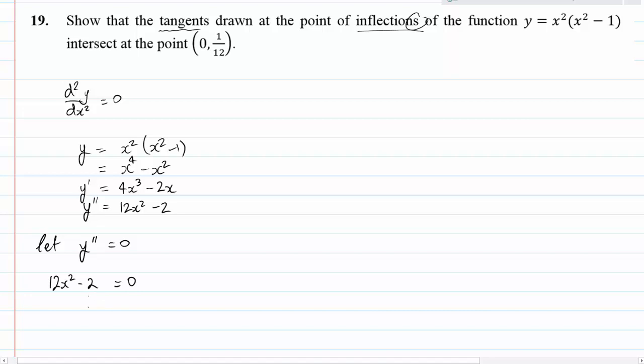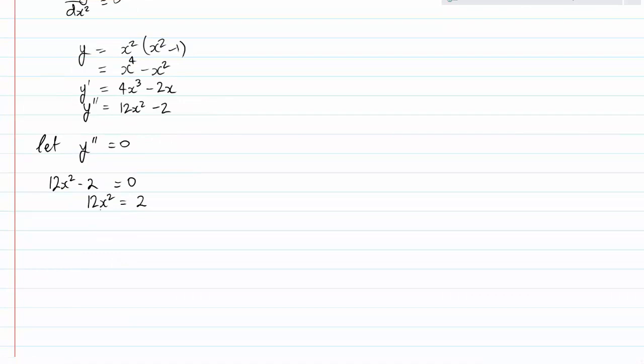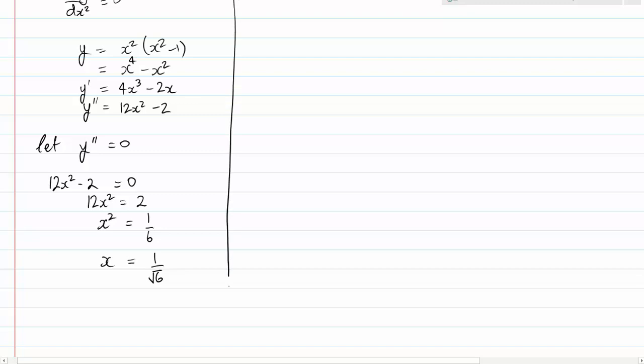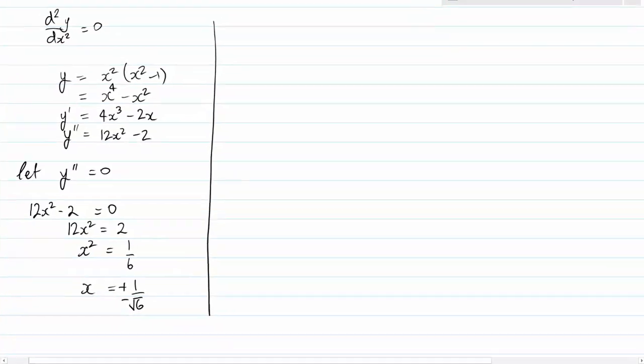Now I'm going to let y double dash equal 0, and that gives me 12x squared minus 2 is equal to 0. 12x squared is equal to 2. x squared is equal to 1/6, which is 2 over 12, and x is equal to plus or minus 1 over the square root of 6. I want to keep this exact where I can. Remember, we have a point of inflection.